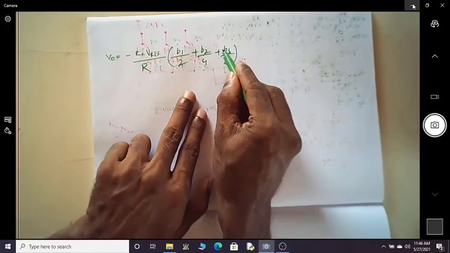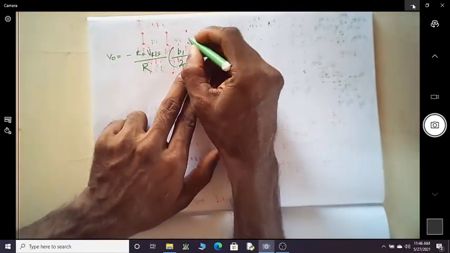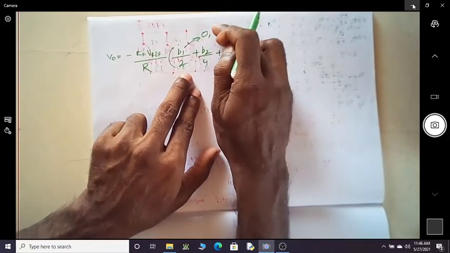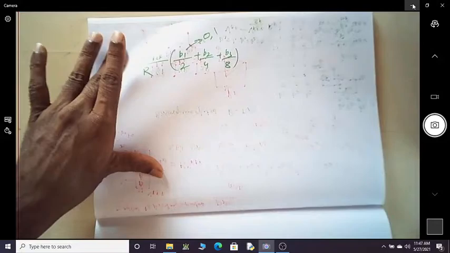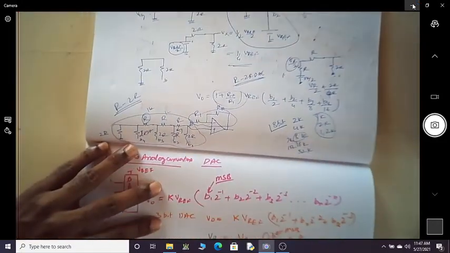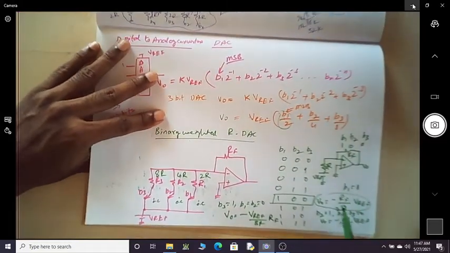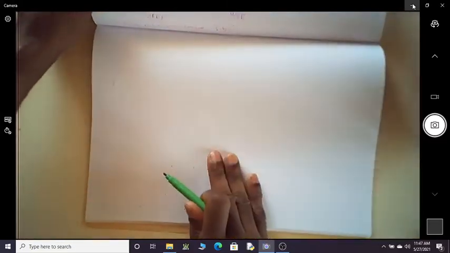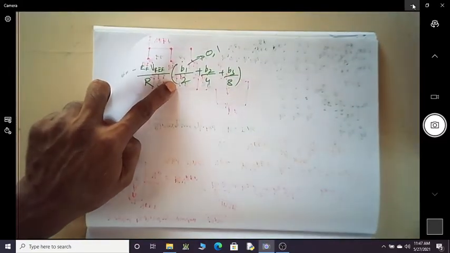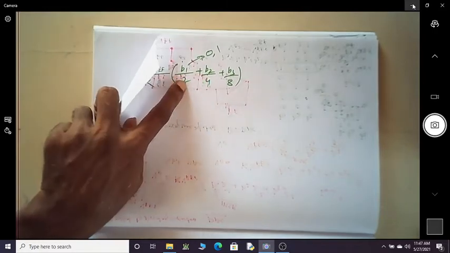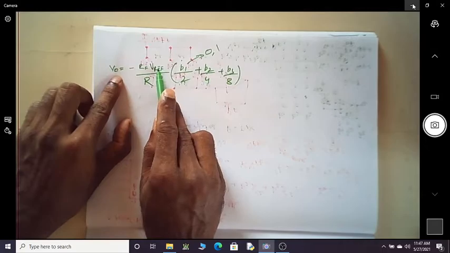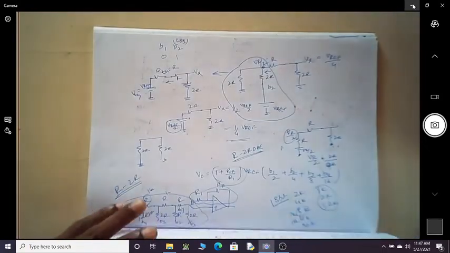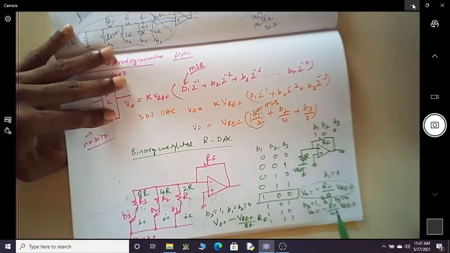So B1, B2, B3 can take a value of either 0 or 1. If only this is 1 and these two are 0, 0, we will get the first term. So if only B1 is equal to 1, I will get this sum. That's what this expression says. If only B2 is equal to 1 and the other two are 0, you get minus Vref into RF divided by 4R. So that was the expression we got here.